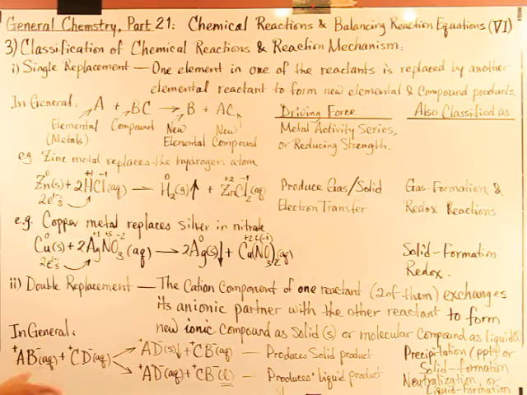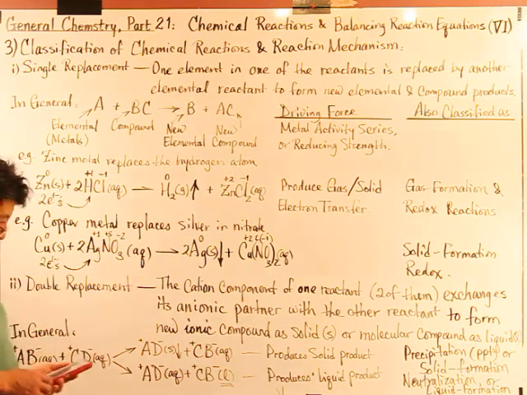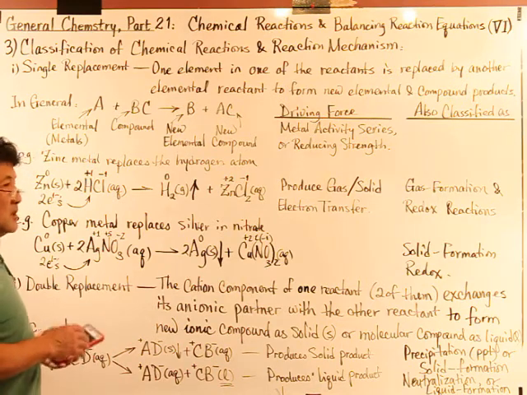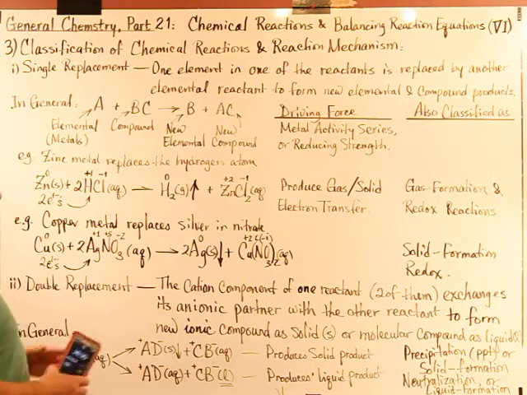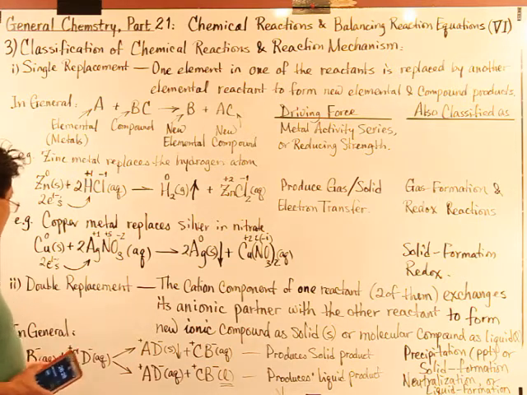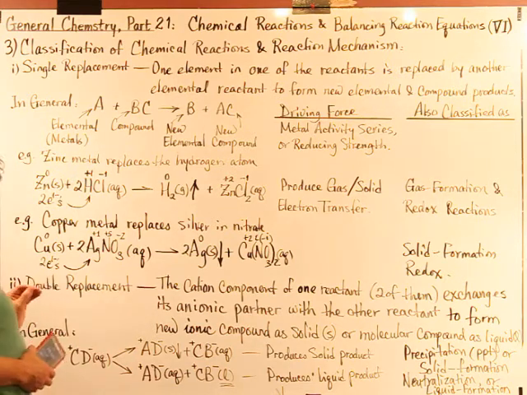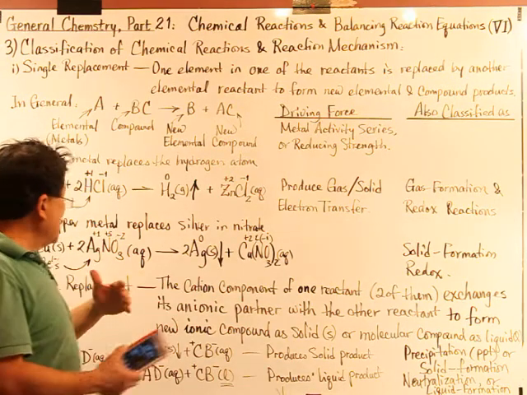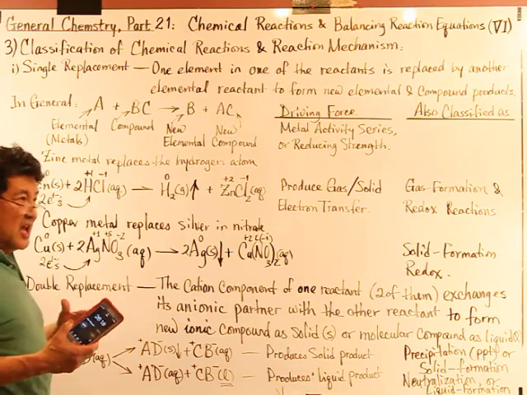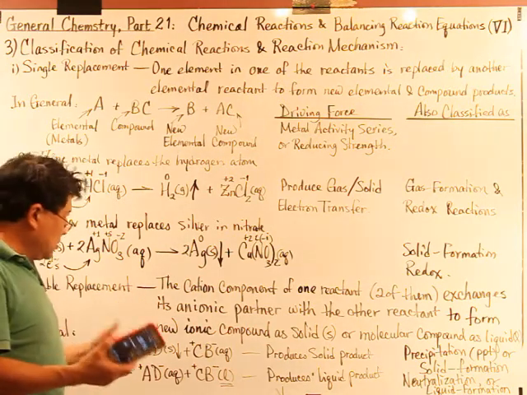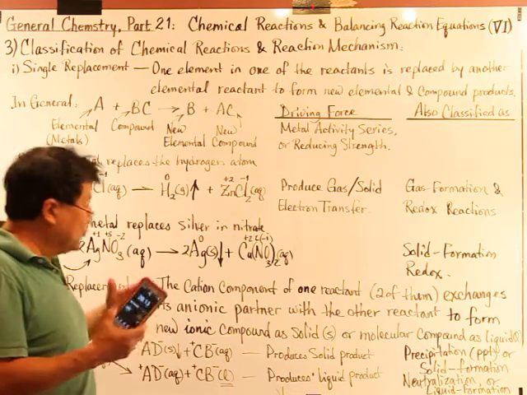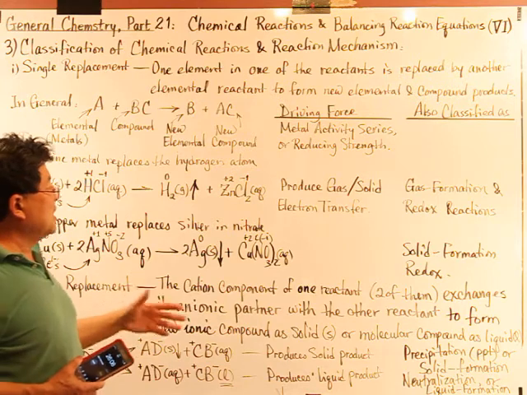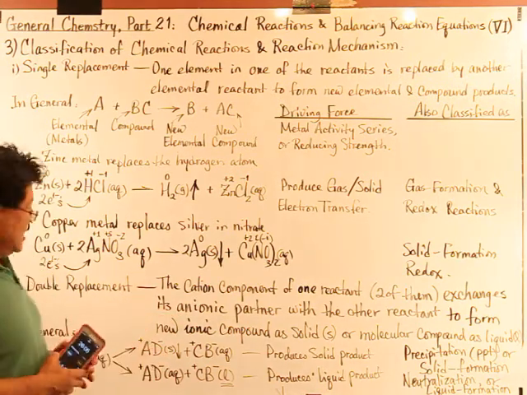Now we finish that. The second type of chemical reaction is called double replacement or double displacement. What is this chemical reaction? It is defined as the cation component of one reactant, we have 2 reactants, right, exchanging its anionic partner with the other reactant to form new ionic compounds as solid or molecular compound as liquid. Alright? So that's the case.